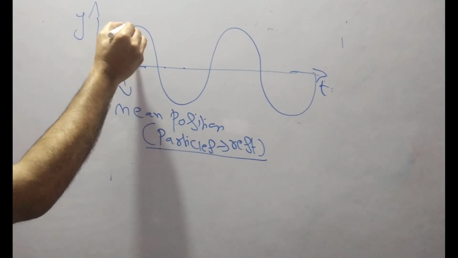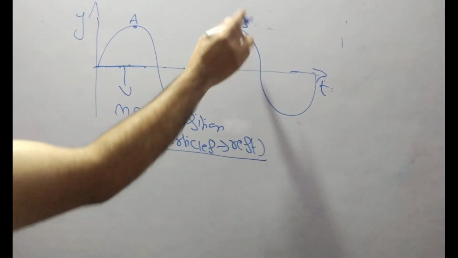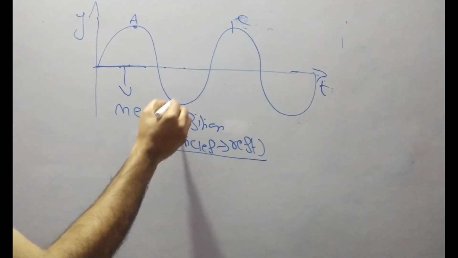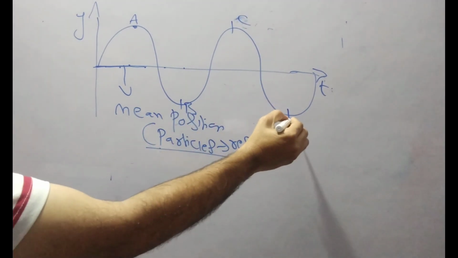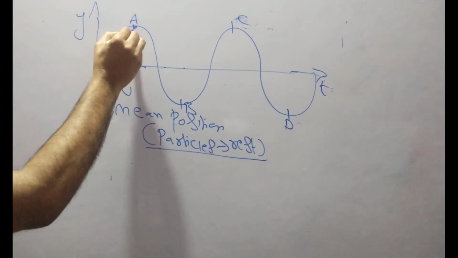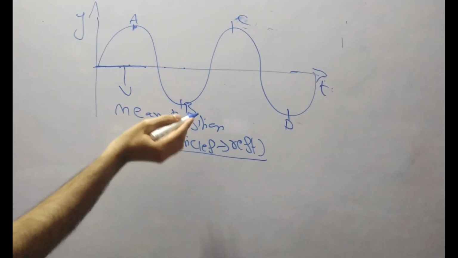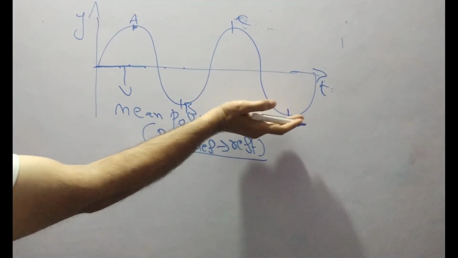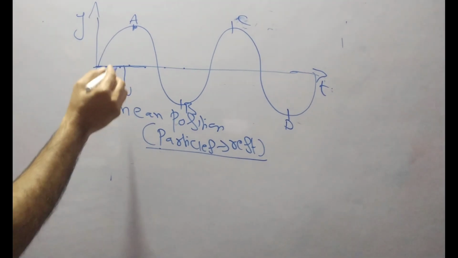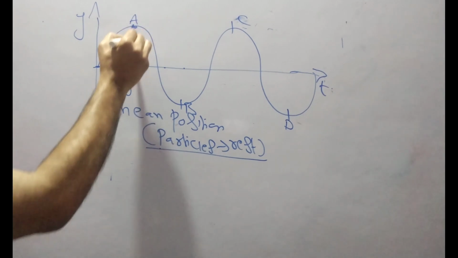So what is amplitude here? These are known as crest points on the curve, A and C, and this is B and D. What are crest and trough here? Crest points are the maximum points on the upward curve from the mean position. Troughs are the downward maximum points. Now, what is the definition of amplitude? Maximum distance, this one, d.